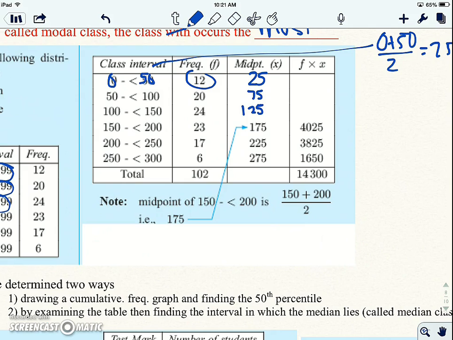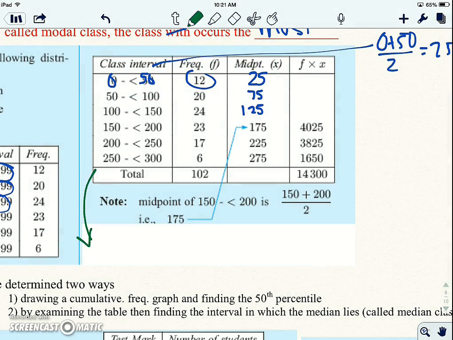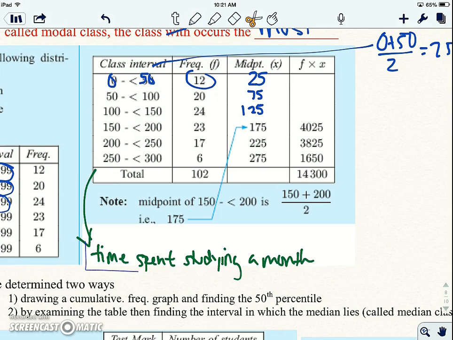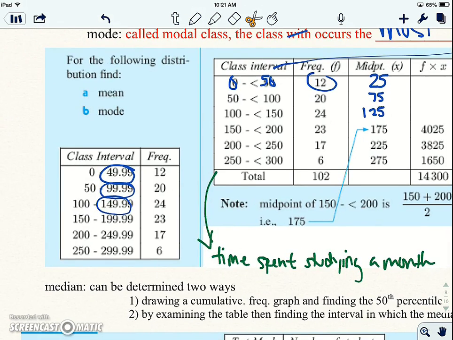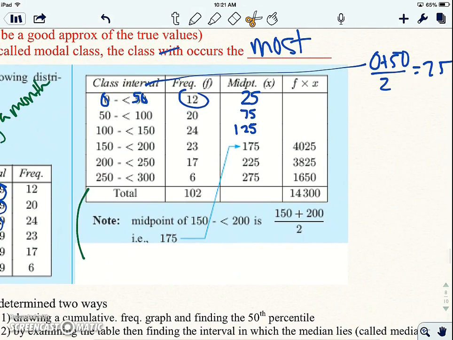So maybe let's make up a story problem for it. This is, I don't know, time spent studying a month. Okay, time spent studying a month. And it could be 0 to 50 minutes. Okay, 50 to 100 minutes, 100 to 150 minutes, I don't know. Something more continuous, I shouldn't be using the matches anymore.